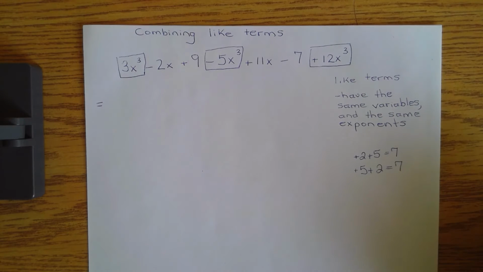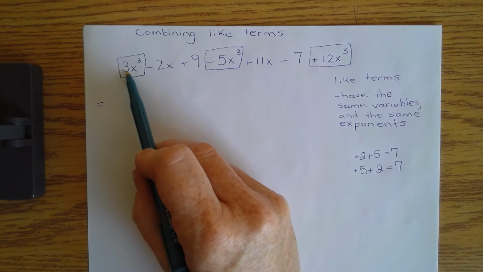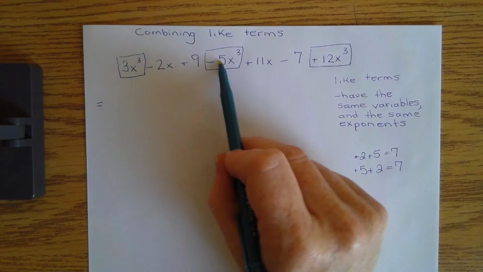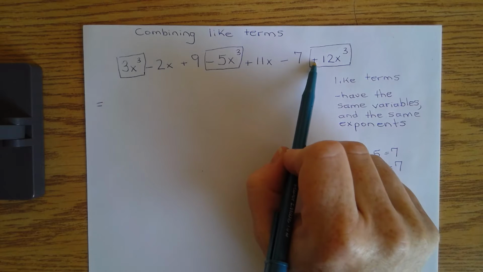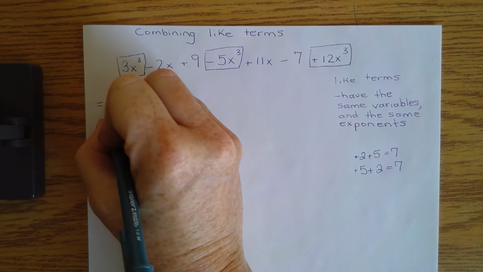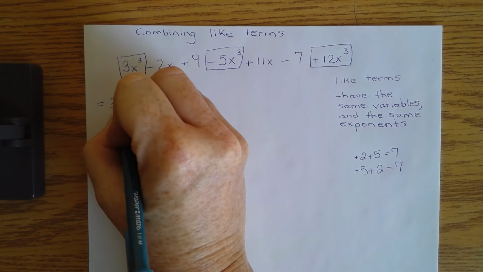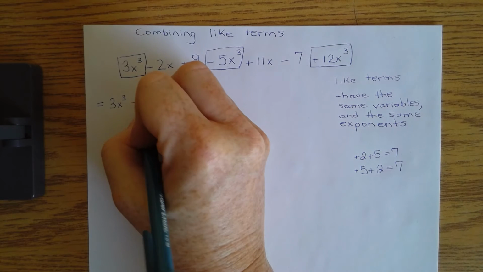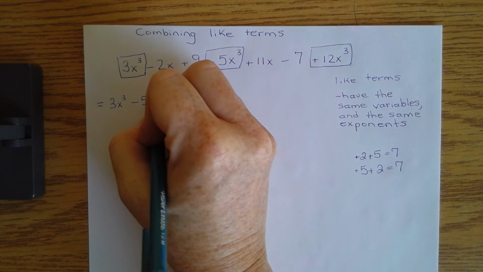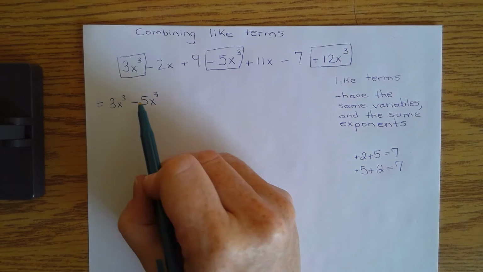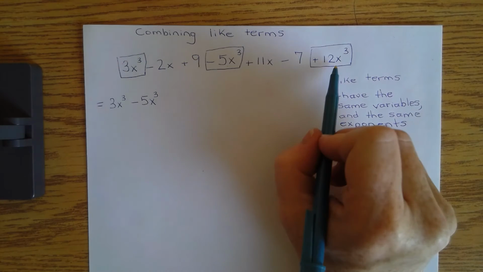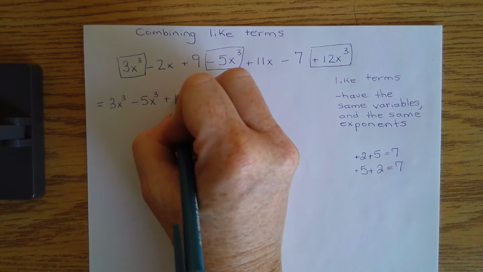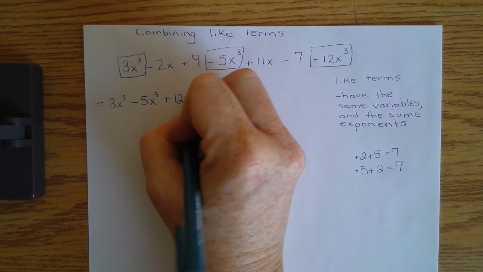Okay, so let's go back to our expression. We have 3x cubed minus 5x cubed plus 12x cubed. When we move them around, we take the signs with them. So we're going to write 3x cubed, and then negative 5x cubed, or subtract 5x cubed. I've taken the subtract sign with me. And then I have plus 12x cubed, so I'm taking the plus sign with me.